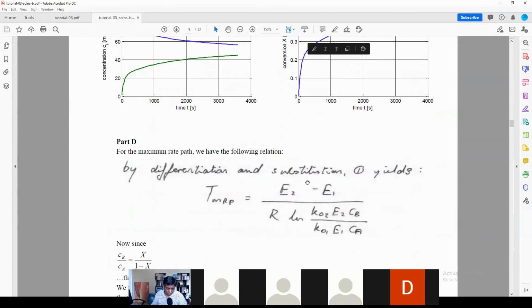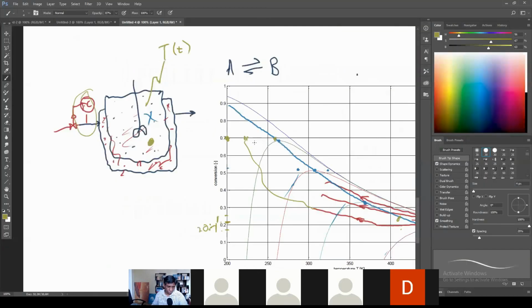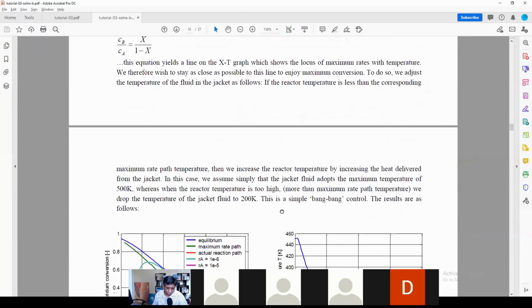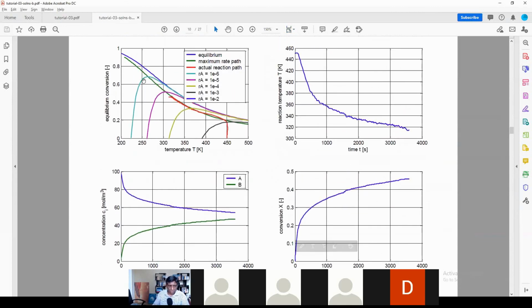And here's also a way to estimate the maximum rate path. So you can do it graphically just by reading off the maximum point there, or you could differentiate your rate equation with respect to temperature. So anyway, you've seen that in the notes. And here's what I got using my code.